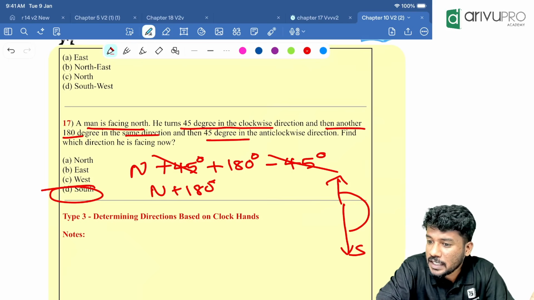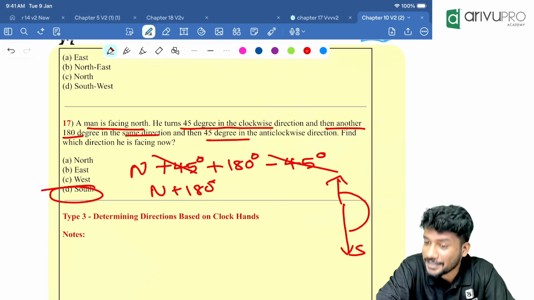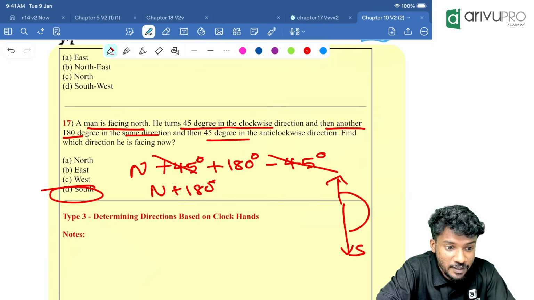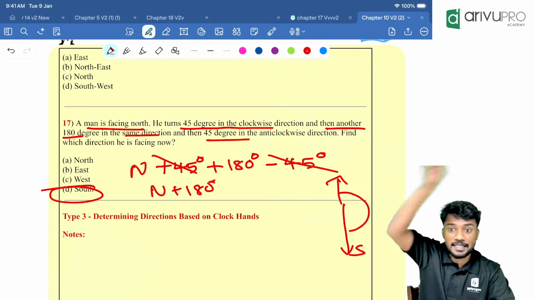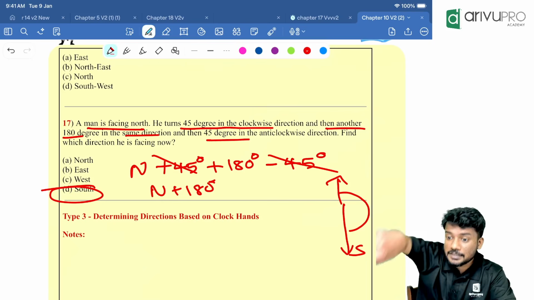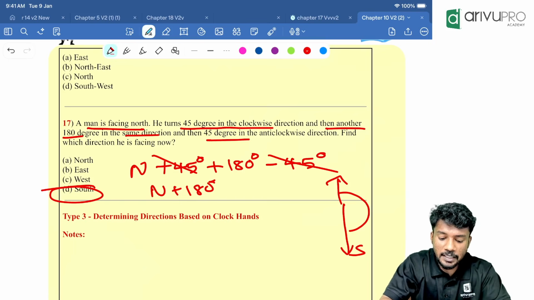Are you understanding this? Yes. Now, whenever I say left, you should understand that is minus 90 degree. Then when I say right, you should understand it is plus 90 degree in the clockwise direction. Understood?